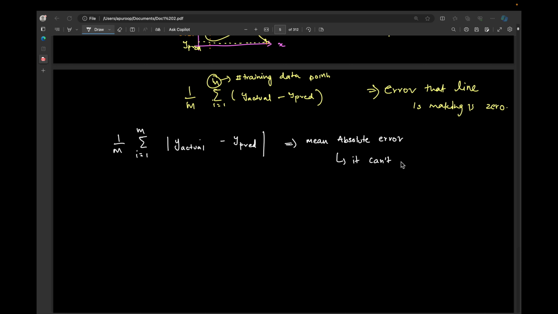And this problem can be somehow avoided, but we'll be using some other loss function, that is mean squared error. So mean squared error is our actual loss function, and we'll be using this. I'll be telling the reason for usage of this. So y actual minus y predicted whole square. We'll be considering the square term for calculating the error.